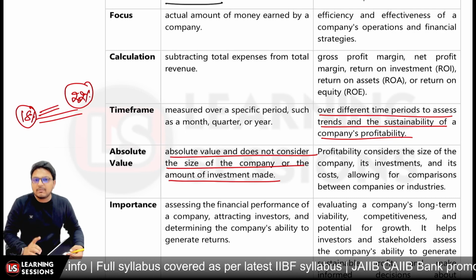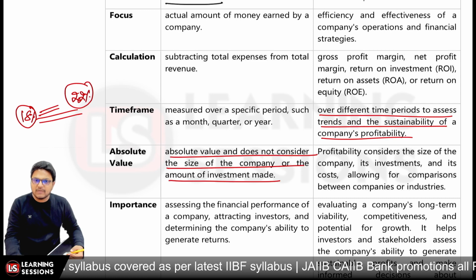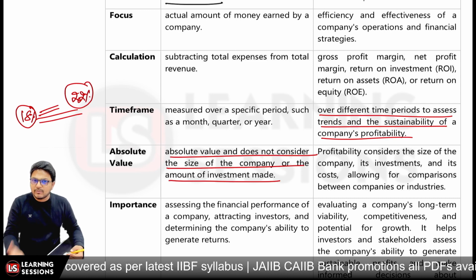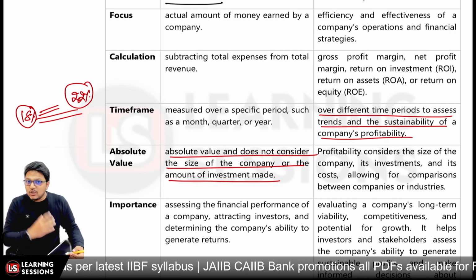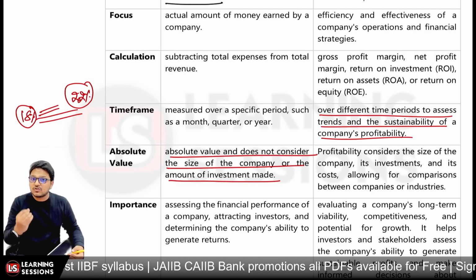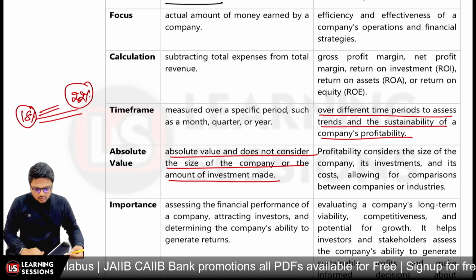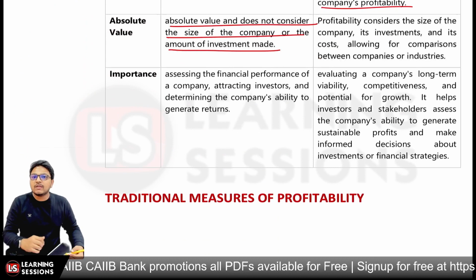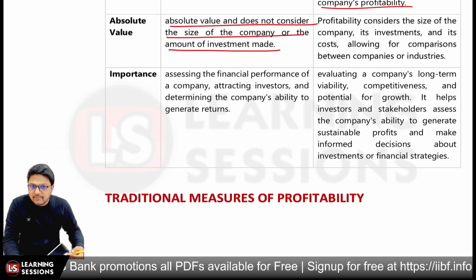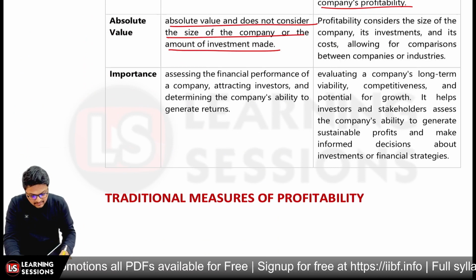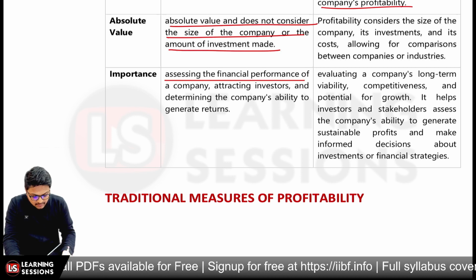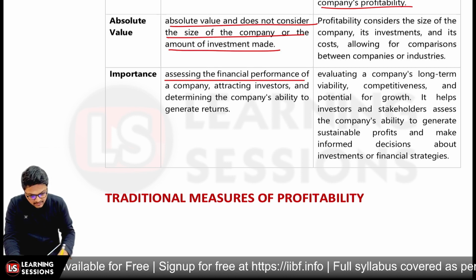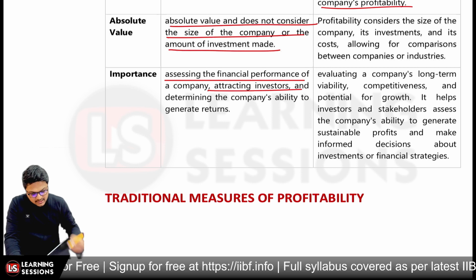But in case of profitability, we do consider the size of the company, the type of instruments, how much revenue there was, and the different types of costs. That's the difference between profitability and profit. And further we look at the importance of the same. With profit, we can assess the financial performance of the company, and further we can attract investors based upon that.